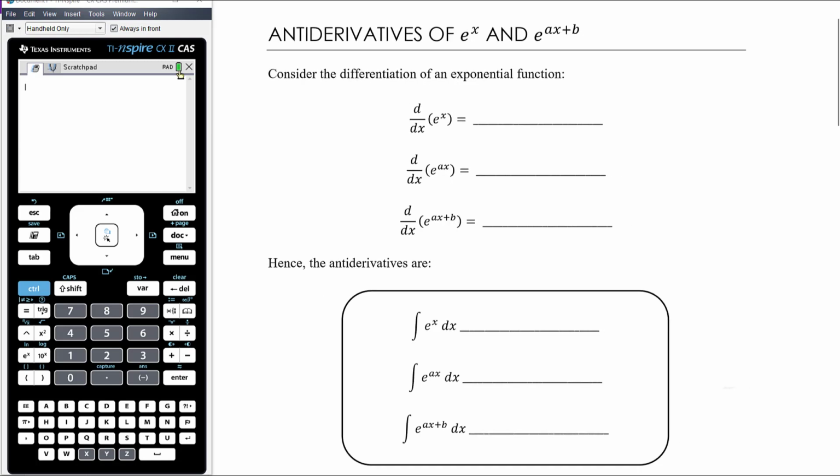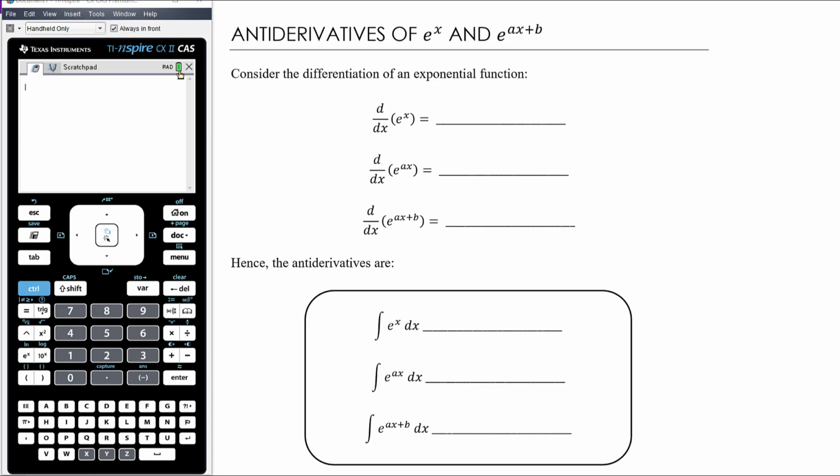Okay, so we know that when we differentiate e to the x, we get e to the x, which means it's really simple to reverse that. That immediately tells us that if the derivative of e to the x is e to the x, the antiderivative of e to the x is also e to the x plus c, in case there was a constant value.